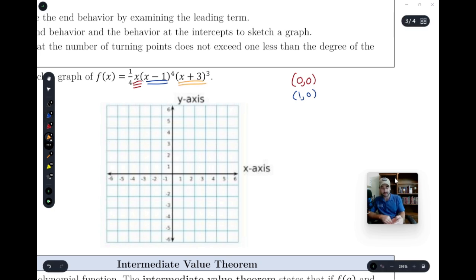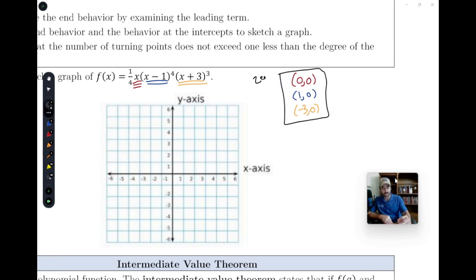And we have an x-intercept of (-3, 0) from that orange factor. So these are our zeros, and we're going to go ahead and plot them on the graph: (0, 0), (1, 0), (-3, 0). All right, and what else do we know about these? Not a lot. We know their multiplicities.